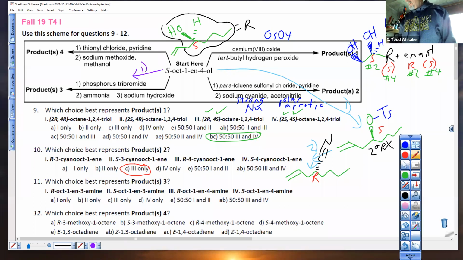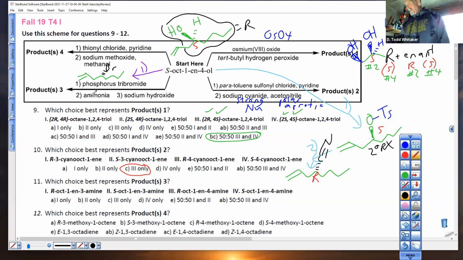Step 1, generating... whoops, got a little carried away there. And one more, to a BR on a dash. Step 2 is going to do a backside attack using ammonia. And how do I know it's going to do a backside attack in ammonia? I don't. In fact, I'm wrong.